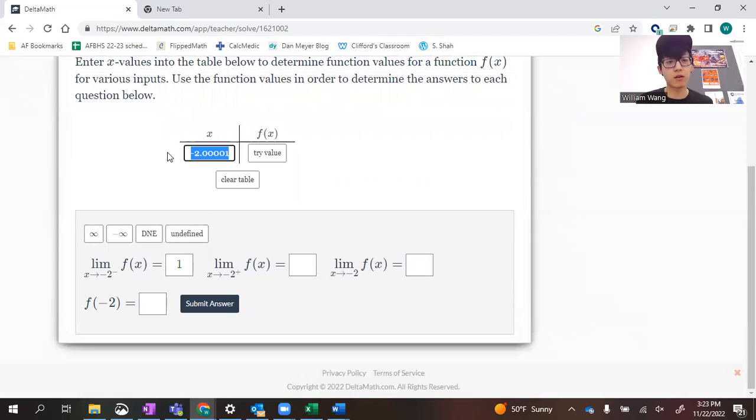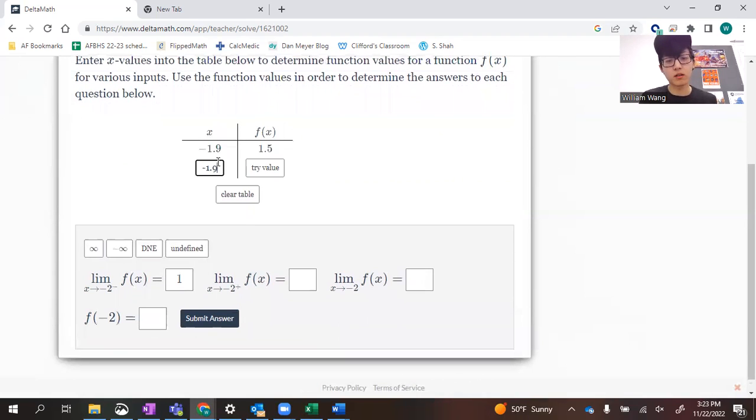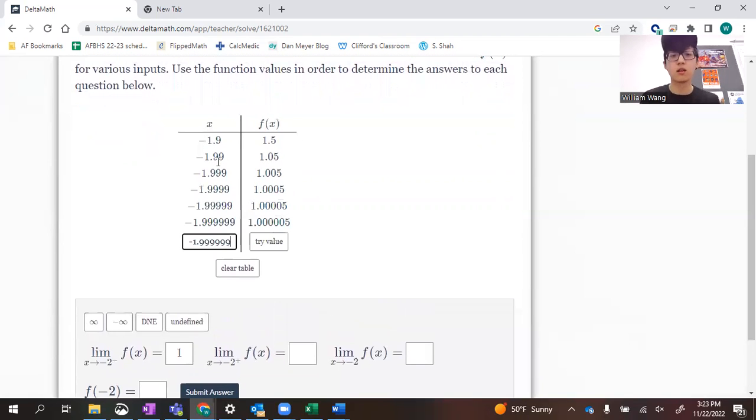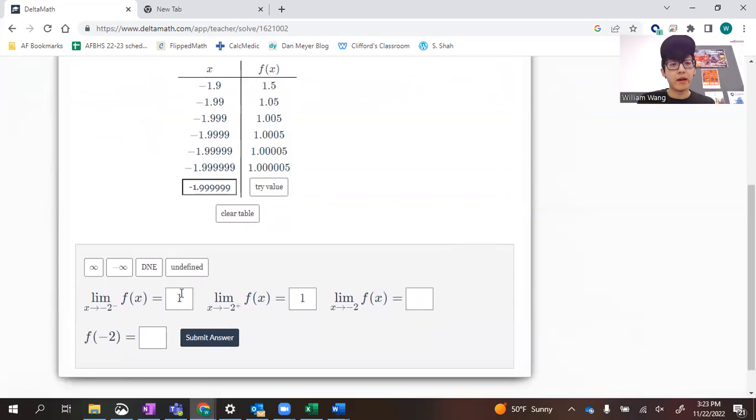Let's try from the right now. To the right of -2 is like -1.9. Okay, -1.99. Let's keep on plugging. Okay, 1.5, 1.05, 1.0005, etc. I'm clearly also getting closer to 1. If both sides of my limits are equal, that means my overall limit is also going to be 1. Right, the overall limit is also going to be 1.